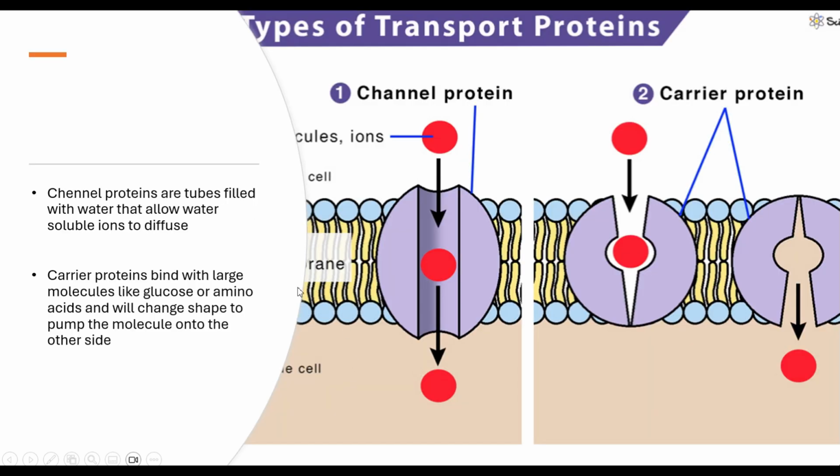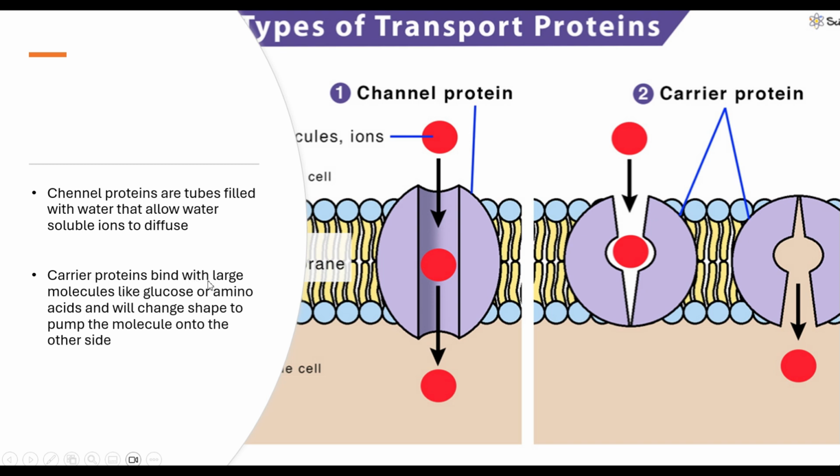Okay, so let's talk about channel proteins. These channel proteins are basically tubes filled with water. As I said before, small non-polar lipid-soluble molecules can just cut straight through the membrane. They don't need a protein, because they're lipid soluble. But water-soluble or polar molecules can't do that because they can't dissolve in the lipid. So they have to go through the channel. It's filled with water, so because they're water soluble, like ions, they can just dissolve into the water and move through. So channel proteins are tubes filled with water that allow water-soluble ions to diffuse.